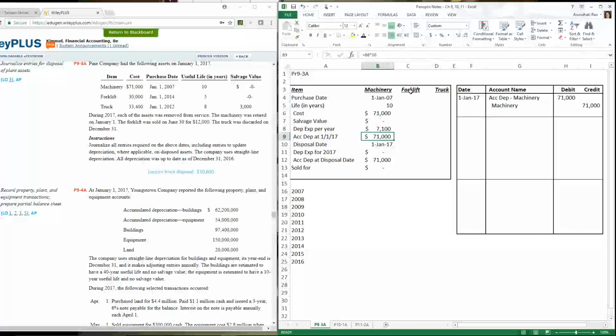Now let's look at the second asset, the forklift. I purchased it for $30,000 on Jan 1st, 2014. So I had the asset for 3 years. I've depreciated it for 3 full years, and then I sell it. So let's write down the basic information over here.